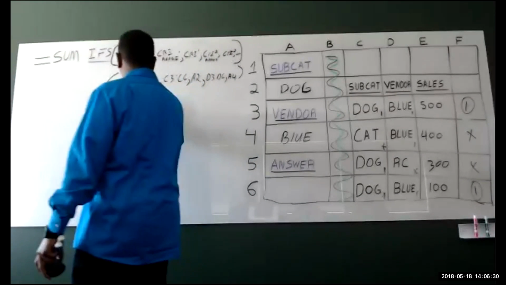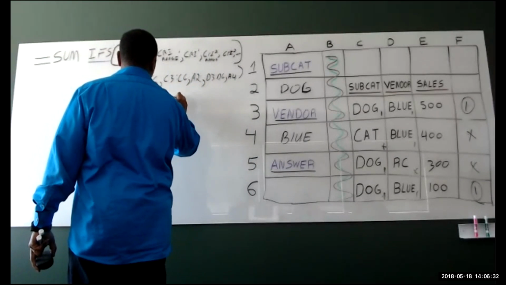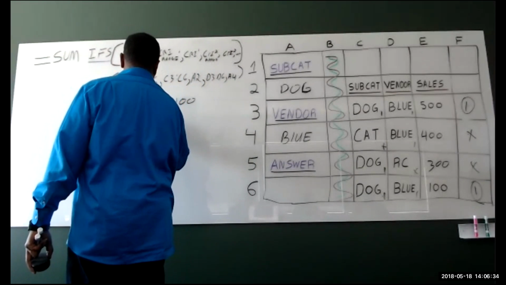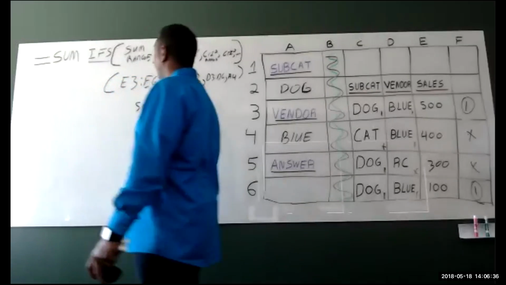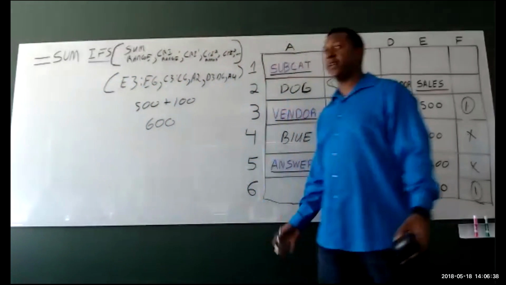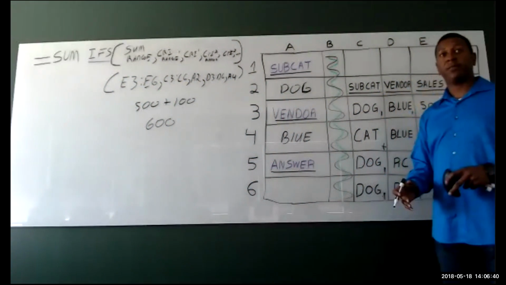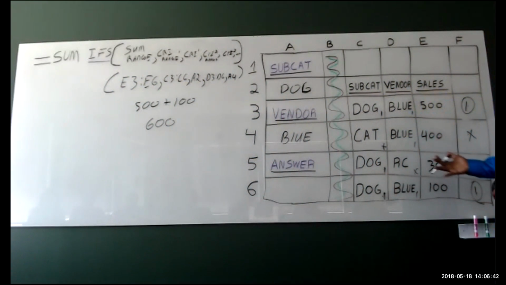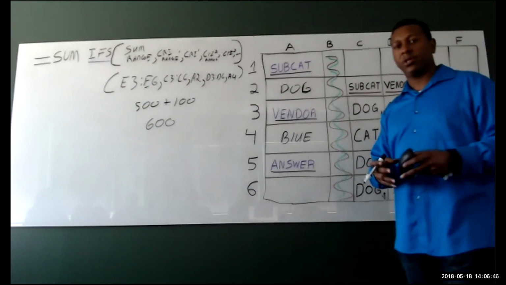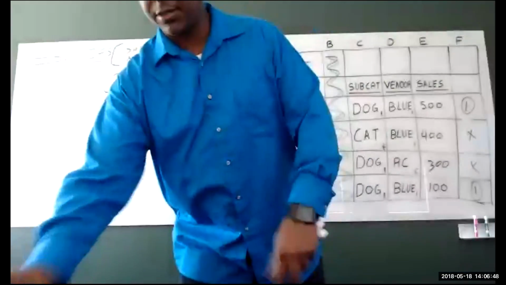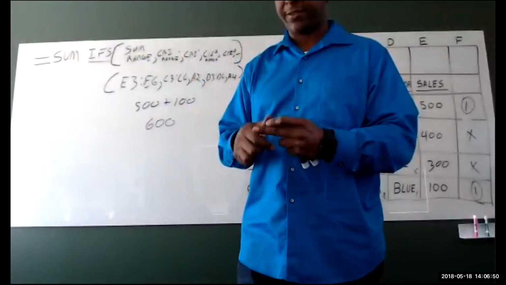So 500 plus 100 gives you 600. And that's your SUMIFS formula. 20 minutes? Okay, perfect. All right, so that's your SUMIFS formula. We're going to go down to the computer. I'm going to do a little bit more on the computer so that you can see how that actually works out again.